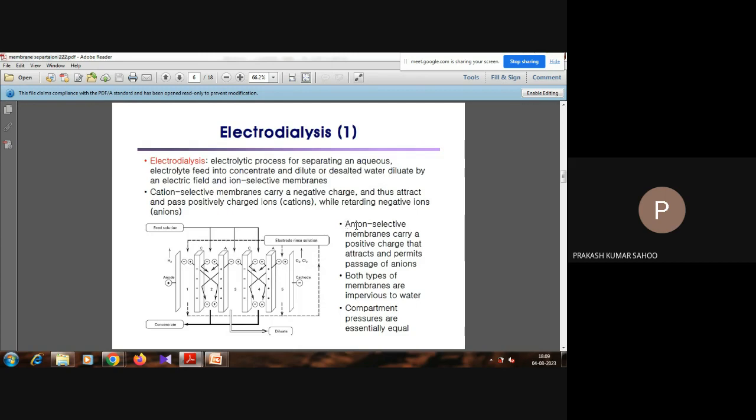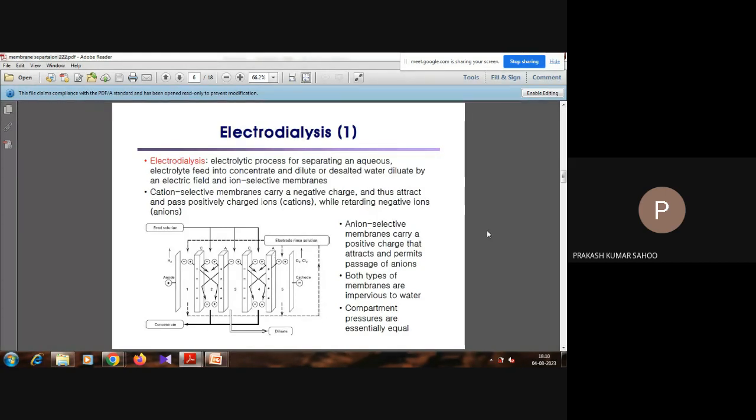So this is anion selective membrane carrying a positive charge that attracts and permits passage of anion and vice versa. Both type of membrane are impervious to water because water is very much neutral and compartment pressure are essentially equal. So this undergoes your electrodialysis where application of electricity is there and the membranes carry either positive or negative charge, that is cation selective or anion selective membranes.